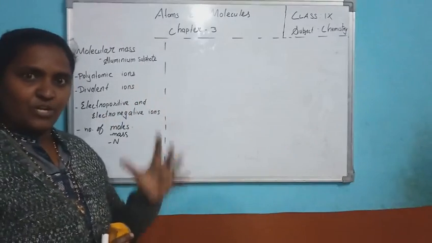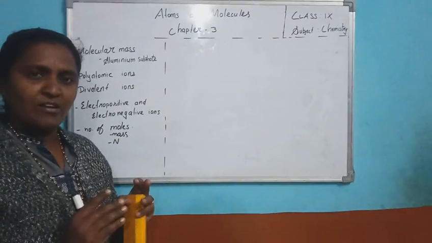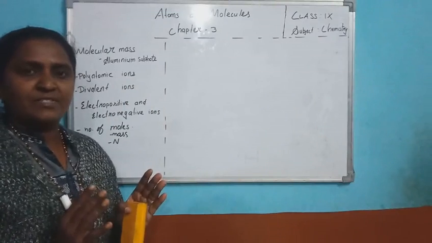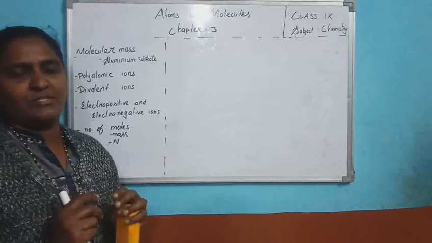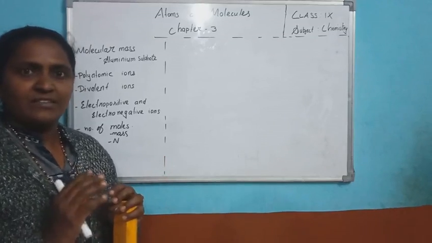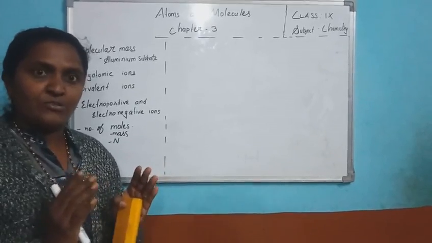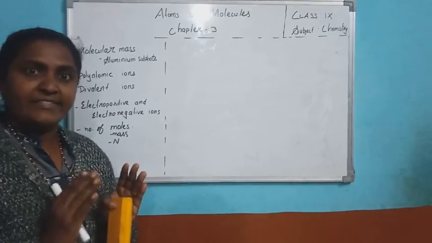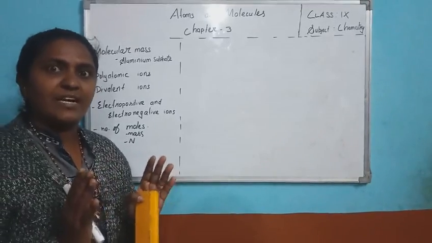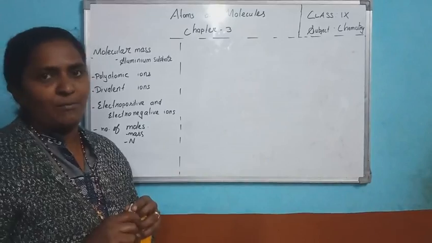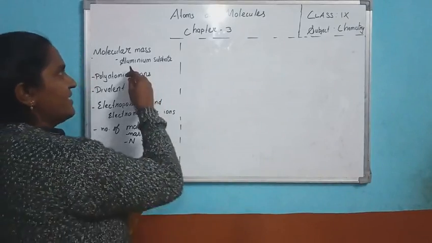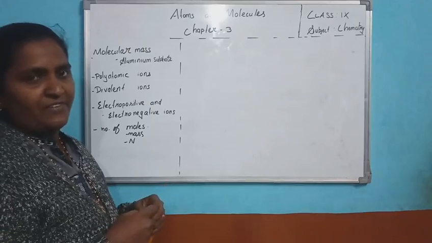The first topic is, we have studied how to find the molecular mass. What is molecular mass? The total mass, or total sum, of each atom present in a compound is called molecular mass. Here I take one example, aluminium sulfate.